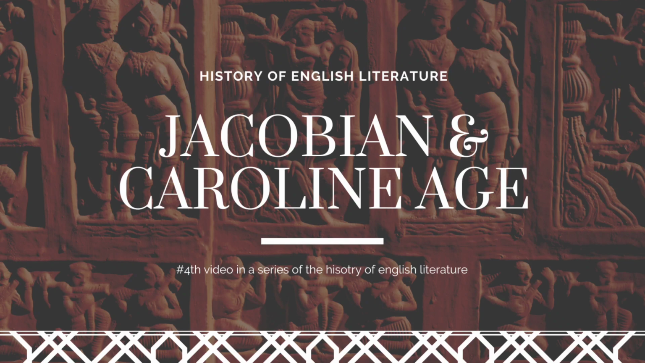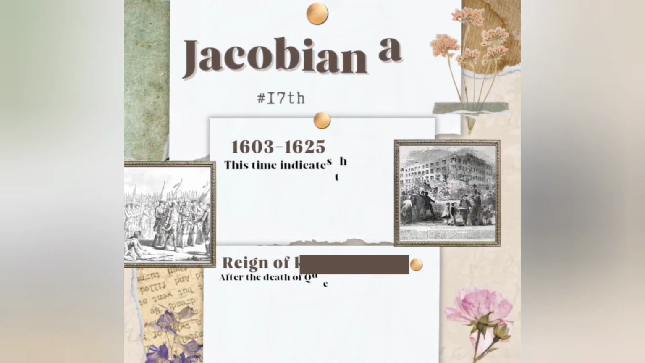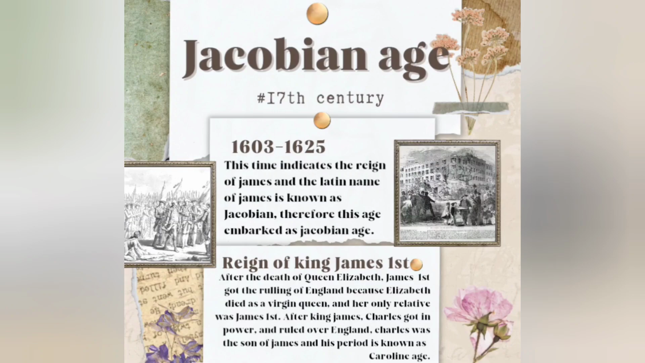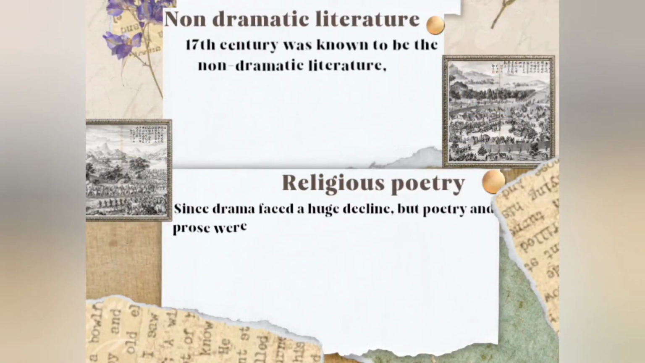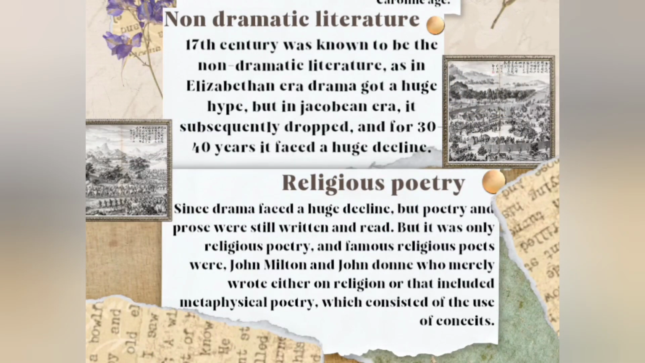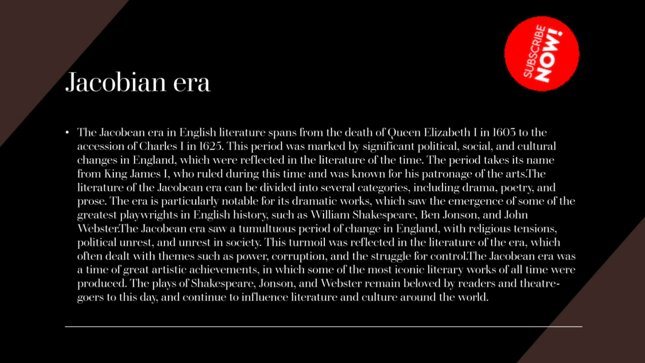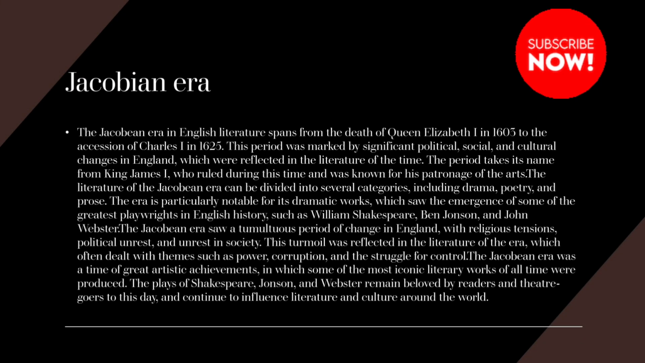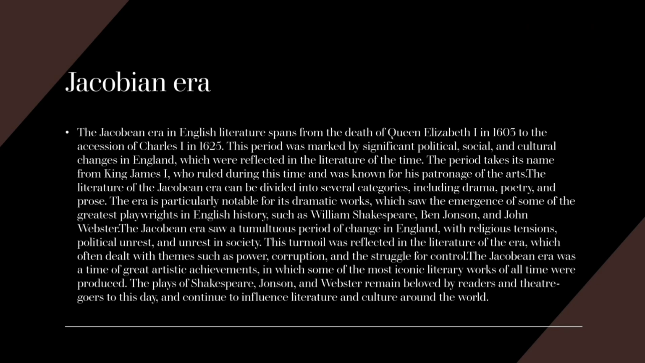Queen Elizabeth was a virgin queen and she never had children. So King James I became the king from 1603 to 1625, being the king of Scotland, where he was also known as James VI. He was a relative of Queen Elizabeth, since she died a virgin queen, never married and never had kids. Therefore, this time was ruled by James I. So this age is also known as the Jacobean age.